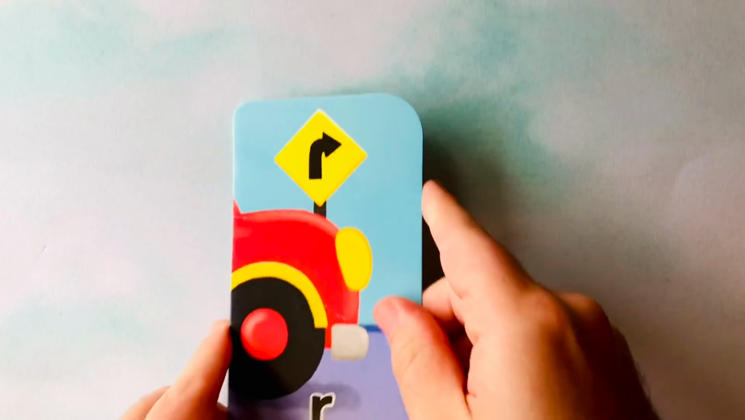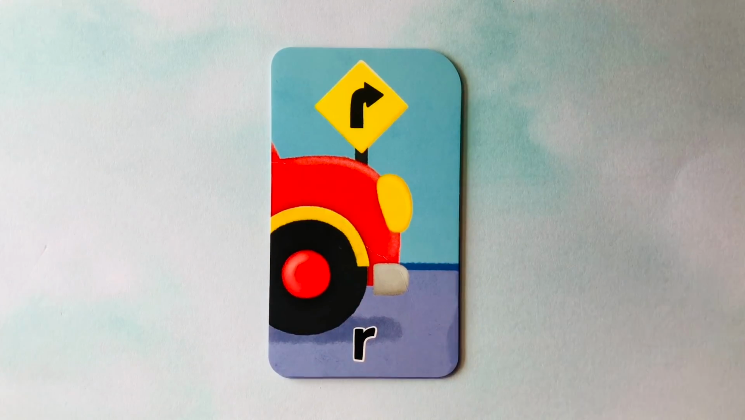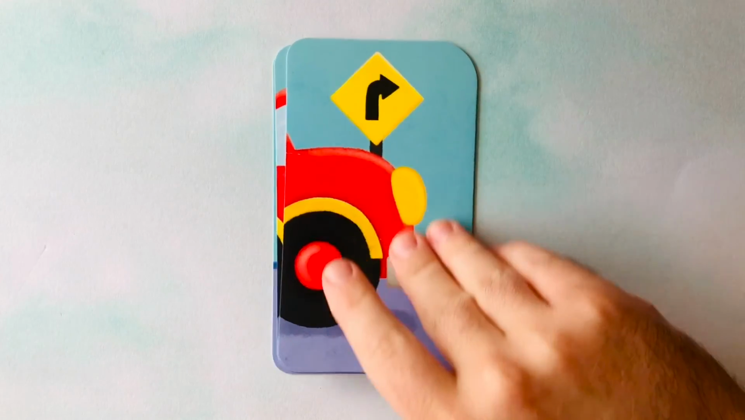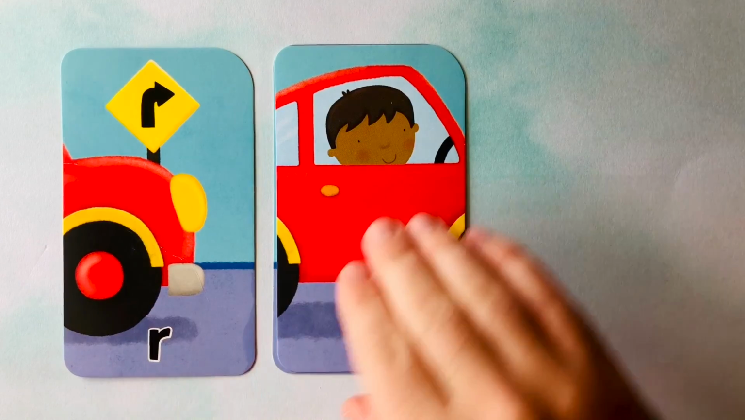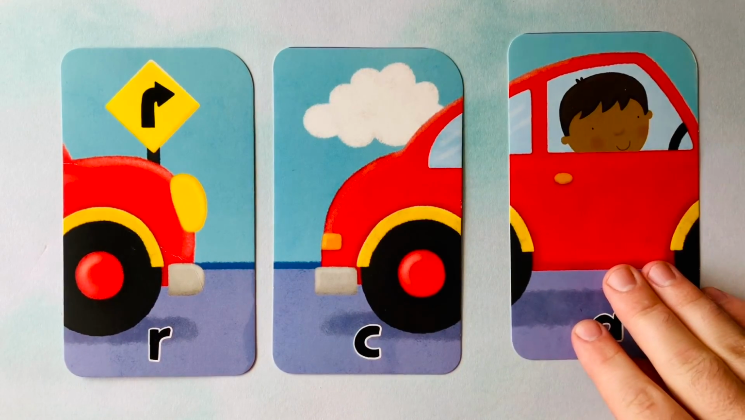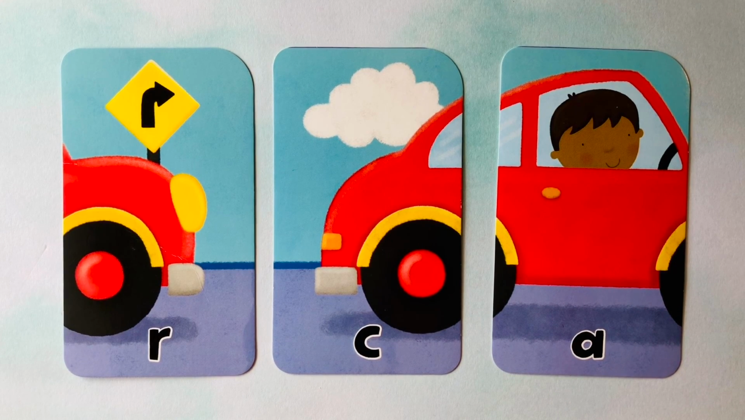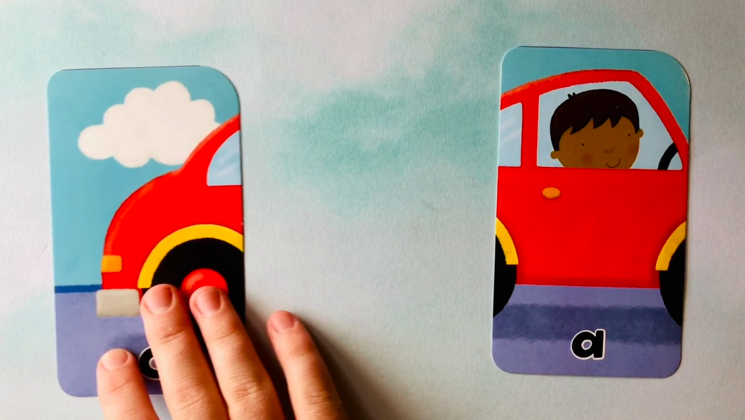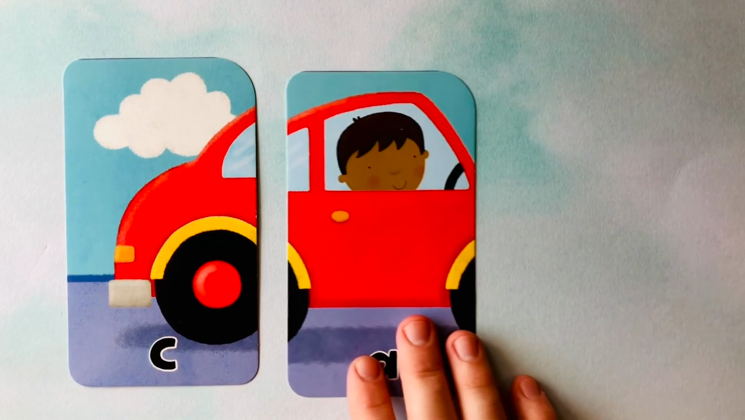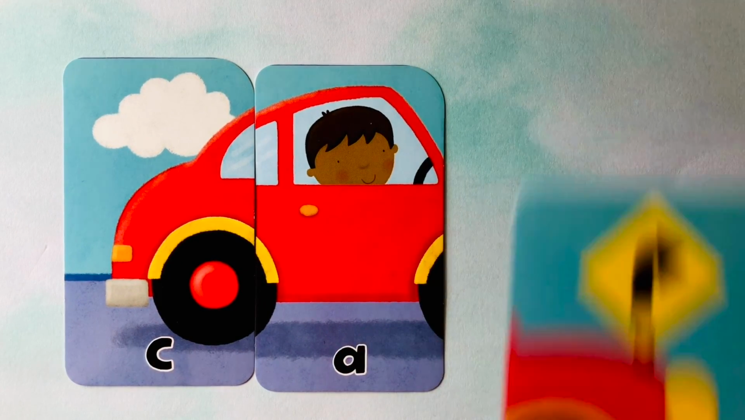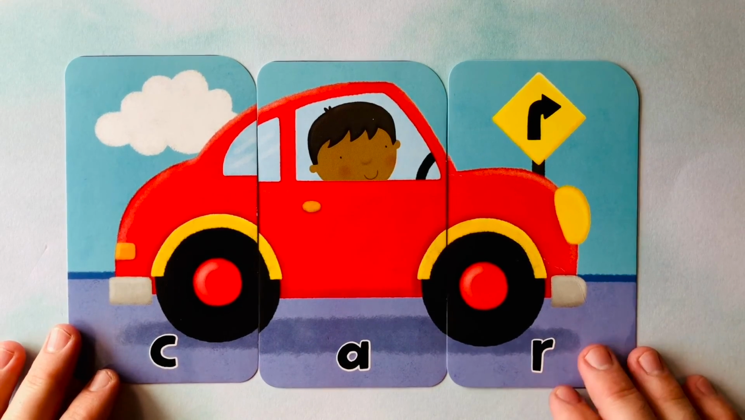Let's do one last word. Here we go. All right. Looks like we're starting with an R. Oh, and we have an A. And looks like a C. I think I know exactly what this picture is. I see these all the time. I think it's a car. Car starts with a C. Next is an A. And it finishes with an R.